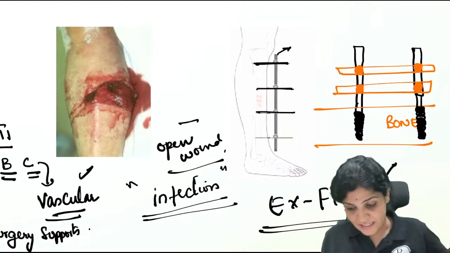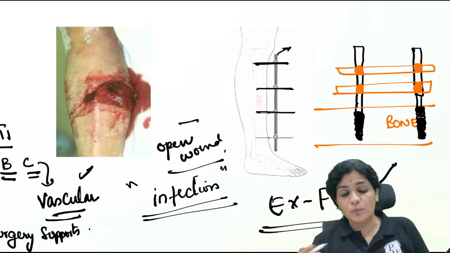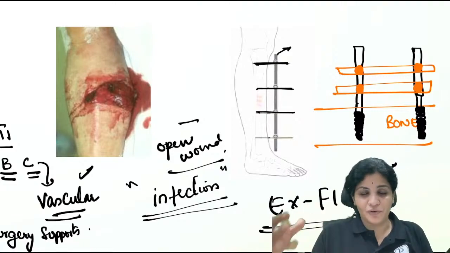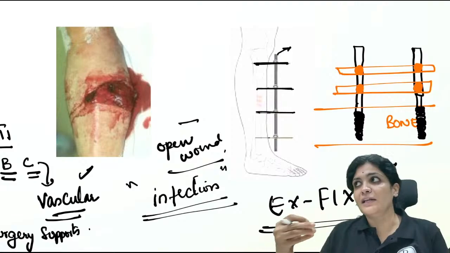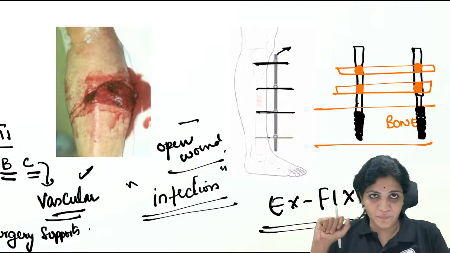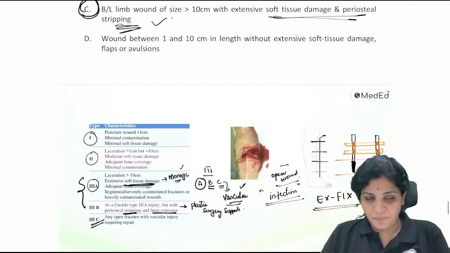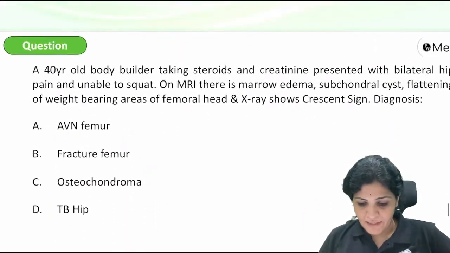Called the external fixator. So any open injuries, first you treat the wound, you clean the wound properly. If you can suture it, you will suture it. Then you put an X-fix. By this X-fixation, we give little time for the wound to heal. Okay, and then we can convert this into permanent fixation. Clear? Next.